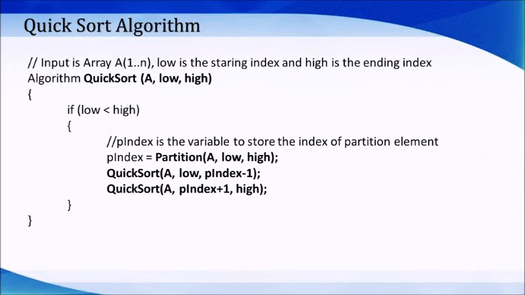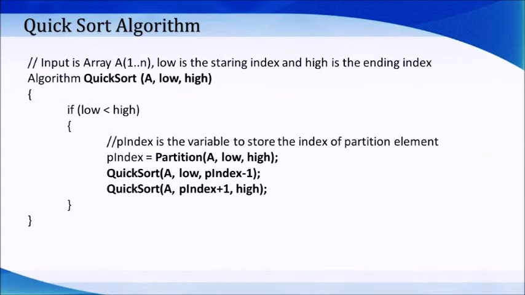Partitioning we will write as a separate algorithm. To the partition algorithm, I am passing the array A along with the starting and ending index of the array. This algorithm will return the position of partitioning, that is, in our case, the jth position in the example, that is 4. Whatever position it returns, it will be stored in pindex.